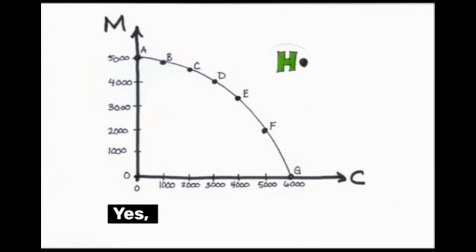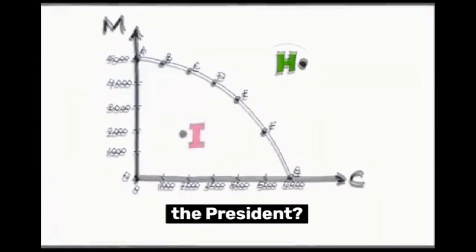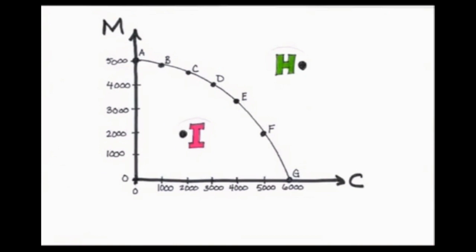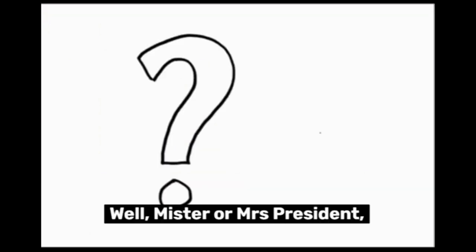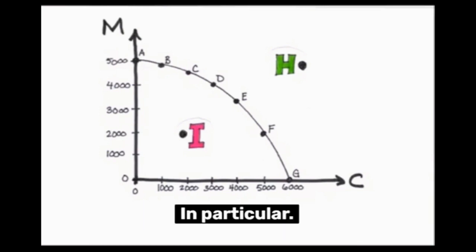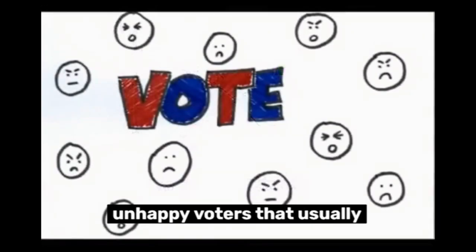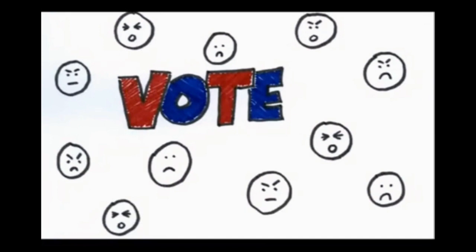To which the President responds, ah yes, you did make a mistake, but I see now. I choose point I. What do you tell the President? Well, Mr. or Mrs. President, you certainly could choose point I, but then we would have resources going to waste. In particular, you might point out that unused resources are unemployed resources. More specifically, unemployed labor makes for unhappy voters. That usually works with politicians.